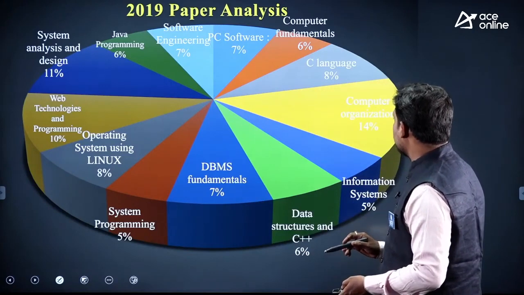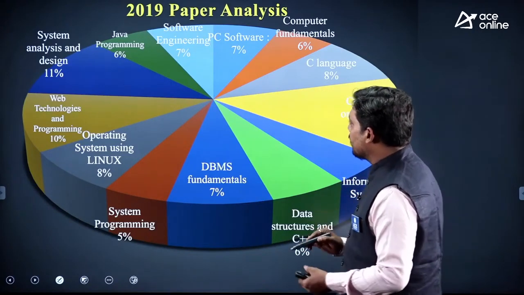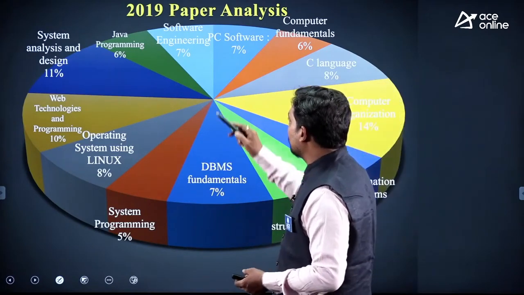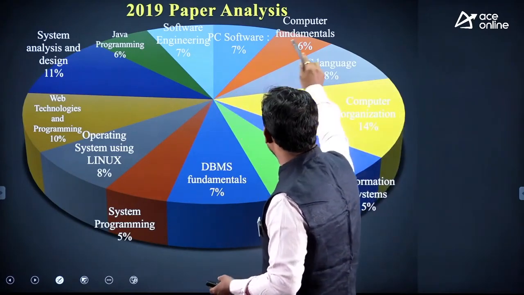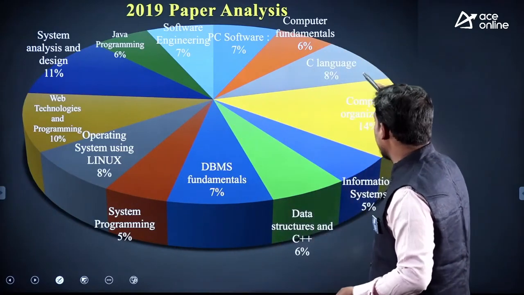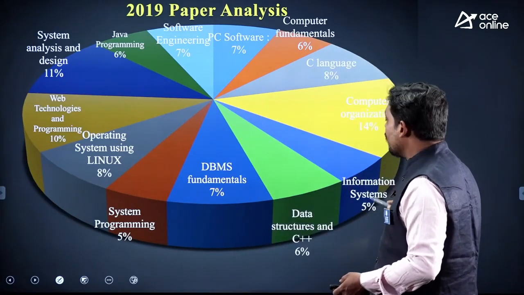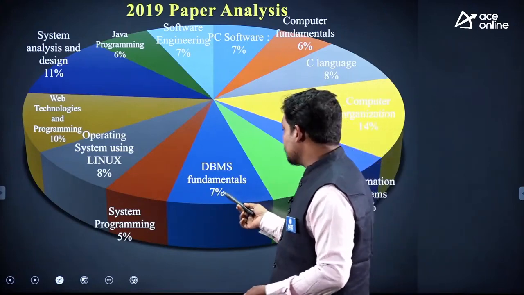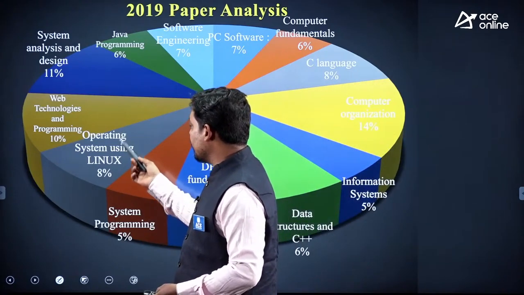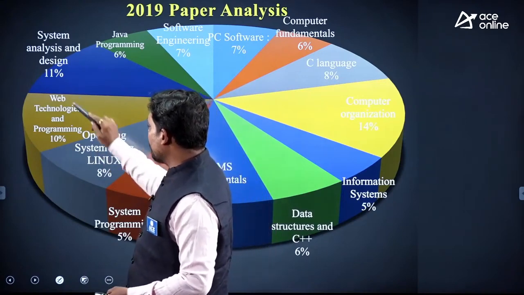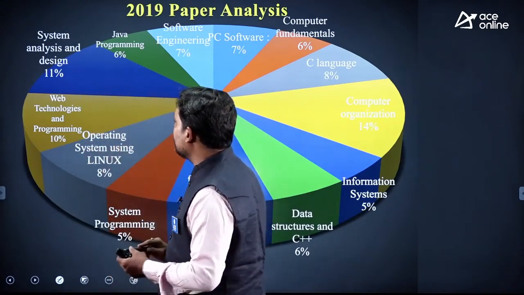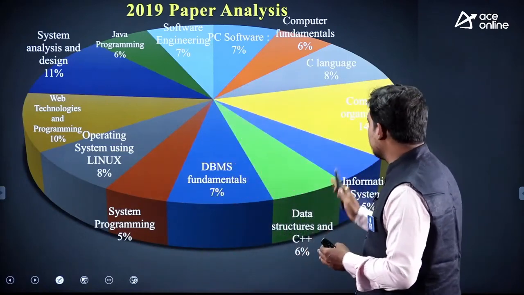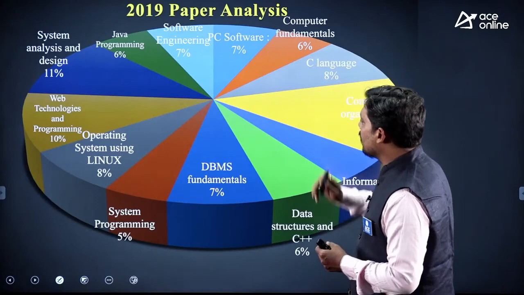Here you can see all the topics required for this RRB JE: system analysis and design, Java programming, software engineering, PC software, computer fundamentals, C language, computer organization, information system, data structure and C++, DBMS fundamentals, system programming, operating system using Linux, web technology and programming. So you can see the weightage for this particular paper.